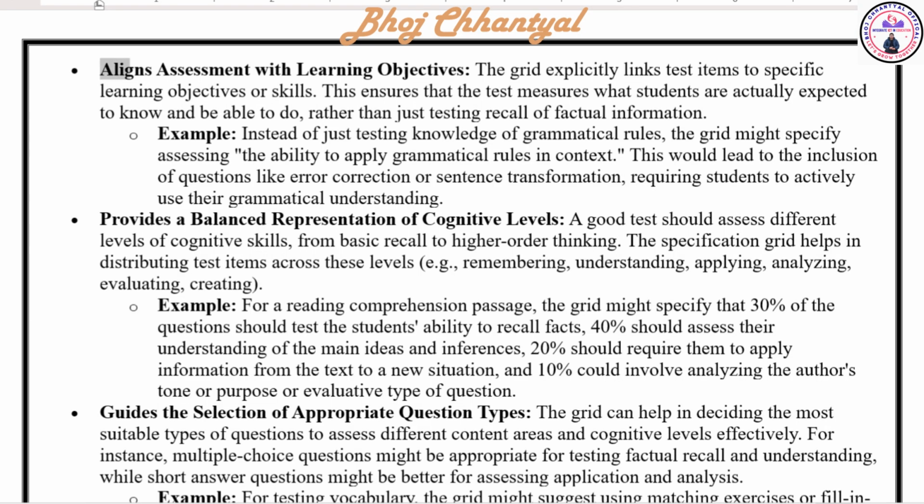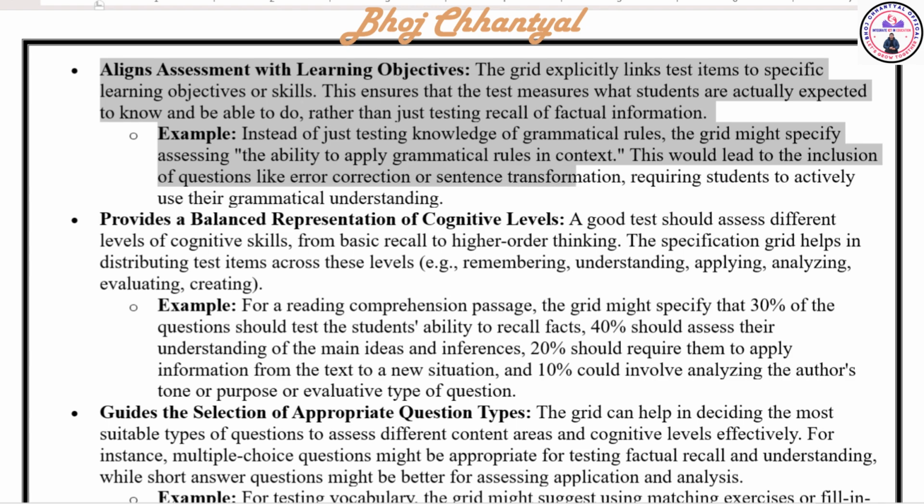Next, it aligns assessment with learning objectives. The grid implicitly links the test items to specific learning objectives or skills. This ensures that the test measures what students are actually expected to know and be able to do, rather than just testing recall of factual information. For example, instead of just testing knowledge of grammatical rules, the grid might specify assessing the ability to apply grammatical rules in context.